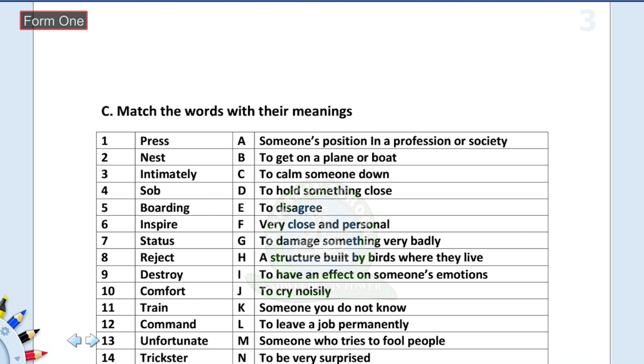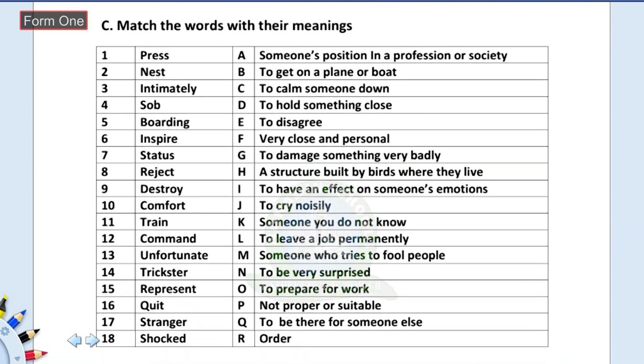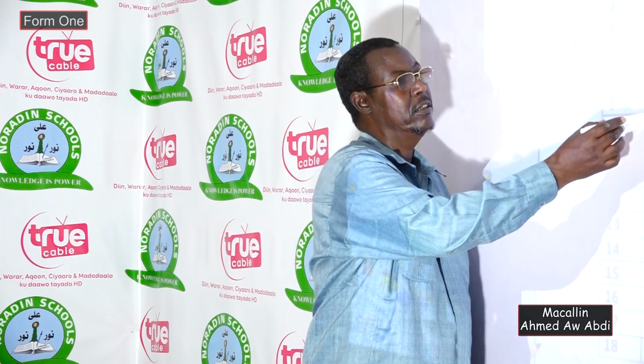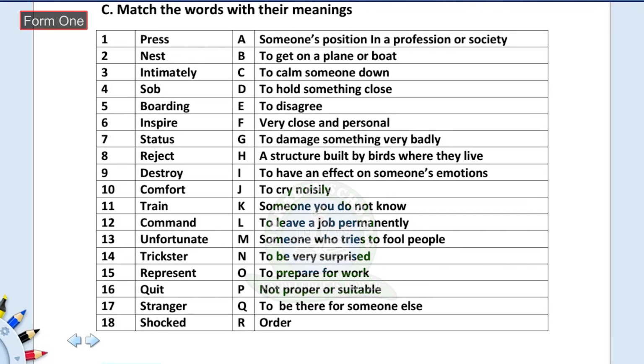Let us move to the third part of the vocabulary. This section is matching. You are required to match the words in column A with their meanings in column B. Let me read the words first.